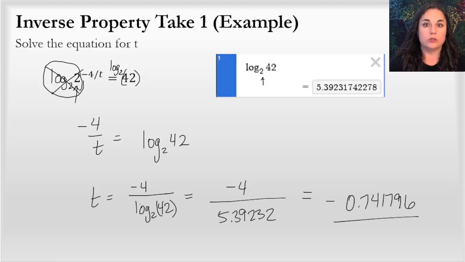Okay, so you're seeing that one of the most powerful algebraic techniques to be able to isolate for a variable in an exponent is to use the inverse property and take a log base of whatever that base is. So we're going to keep that in mind for our algebra.